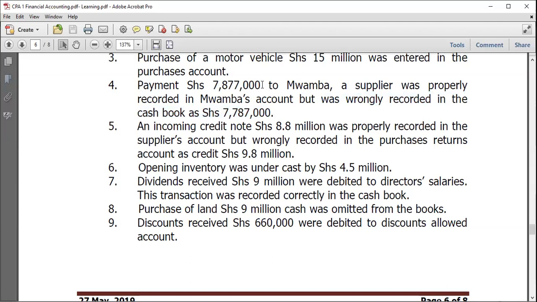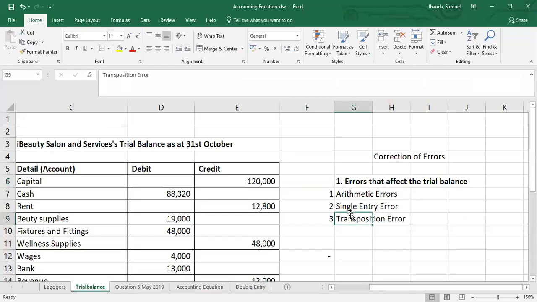So they are saying it was to Mwamba, a supplier, was properly recorded in Mwamba's account. So in Mwamba's account, it is right, but it was wrongly recorded in the cash book as this. Now, since this is an error of transposition, remember, we said that errors of transposition affect the trial balance. Now, how would we correct such an error?